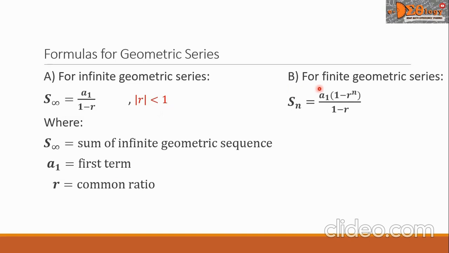Letter B formula is for finite geometric series, and the formula is S sub n equals a sub 1 multiplied to the quantity 1 minus r raised to n, where n is the number of terms, all over the quantity 1 minus r.